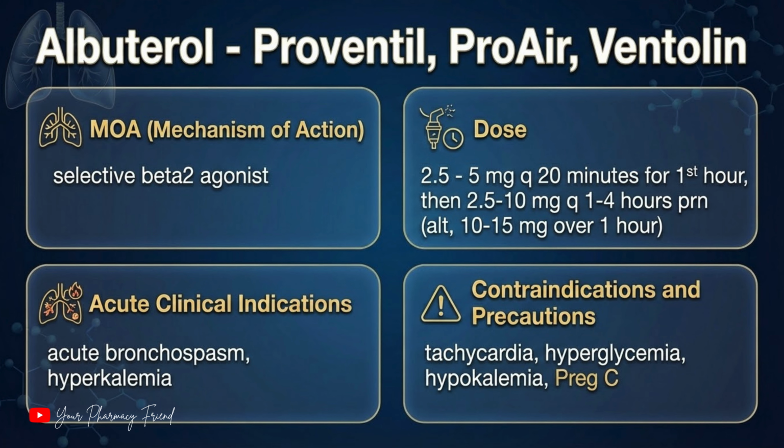In addition to its bronchodilatory effects, stimulation of beta-2 receptors also promotes intracellular shifting of potassium, which explains why albuterol can be used as an adjunct treatment for hyperkalemia. Now let's review the dosing in acute settings.